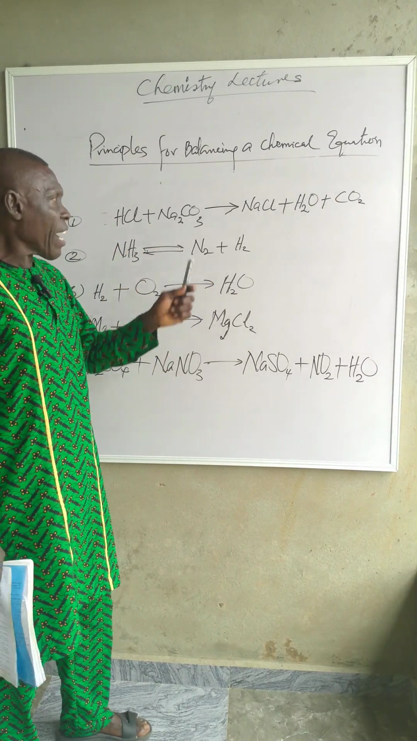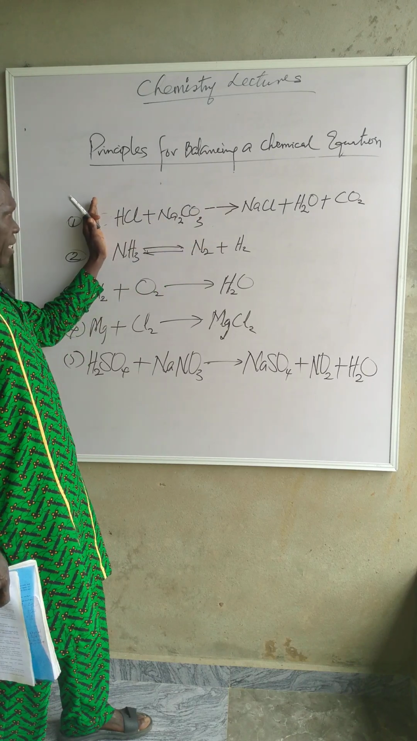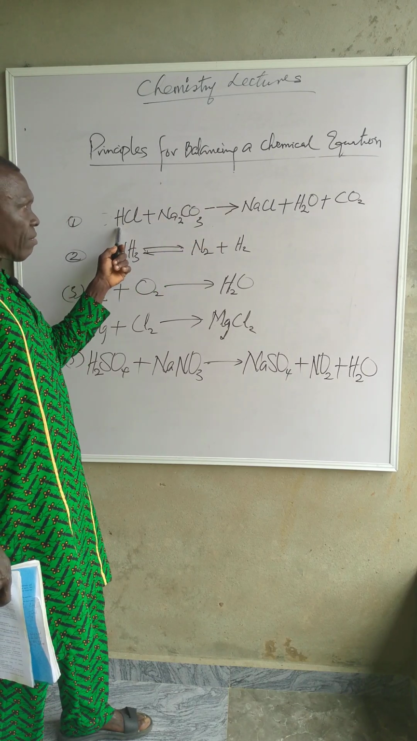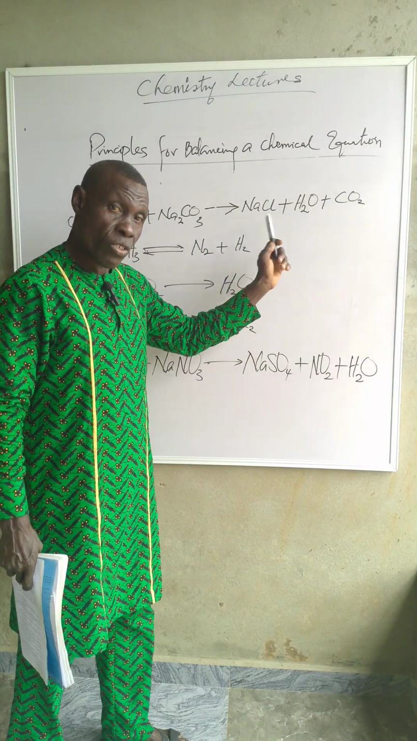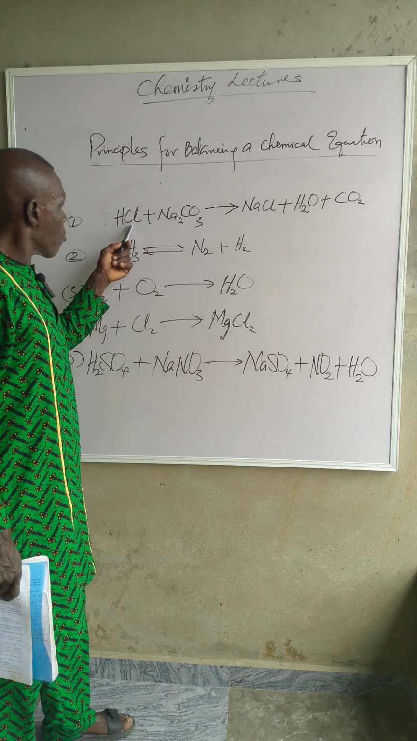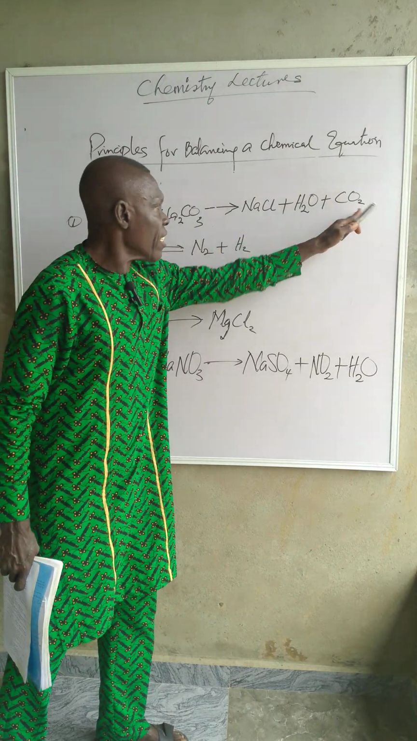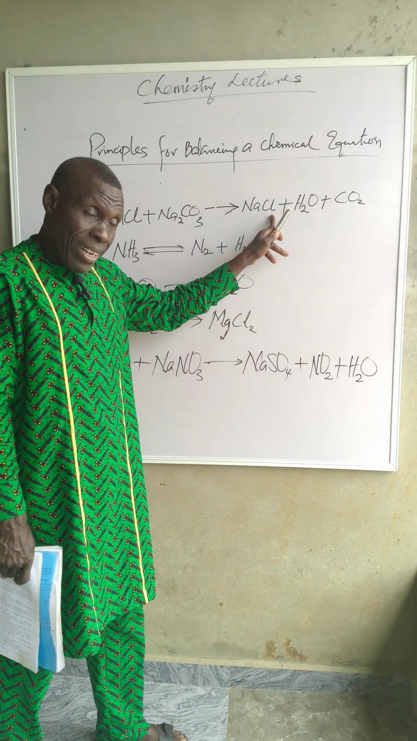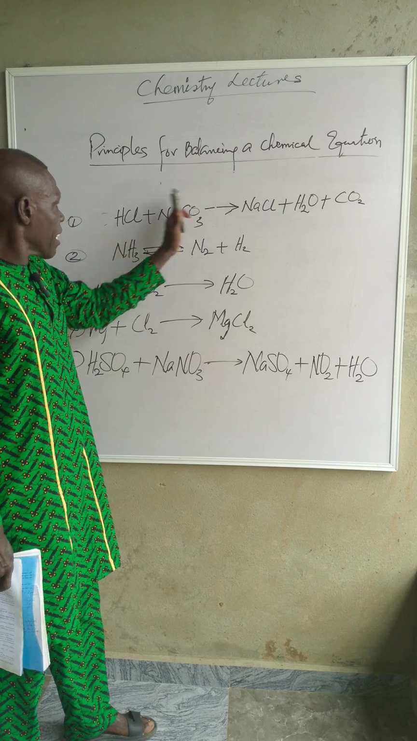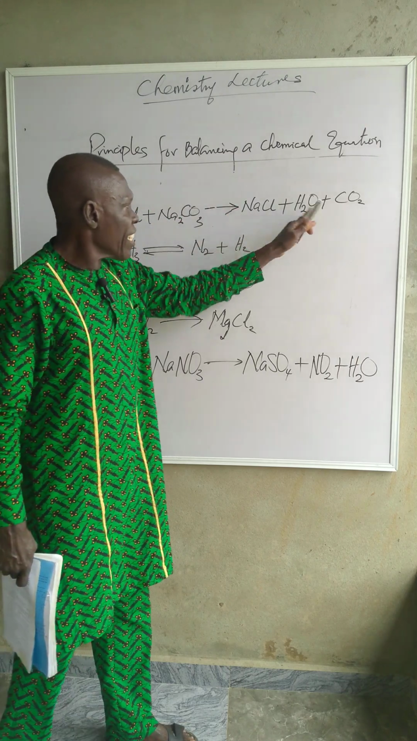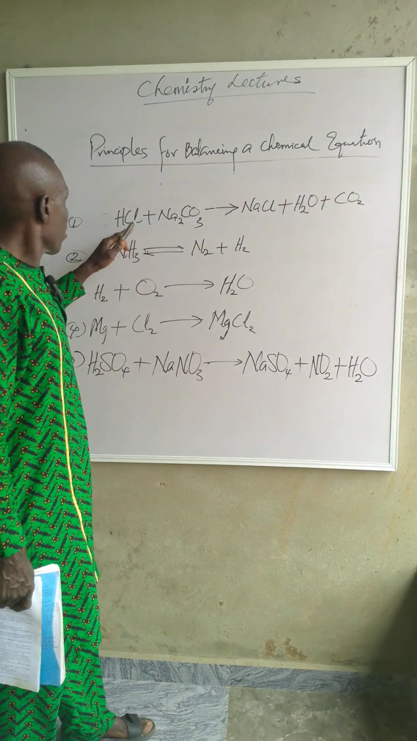Let's talk about hydrogen first. On the reactant side, hydrogen appears only once, but on this side, hydrogen appears 2. It's not balanced. Chlorine on this side is 1, and on this side is also 1. The chlorine itself is balanced. Now, let's talk about sodium. Sodium on this side is 2, while on this side is 1. It's not balanced.